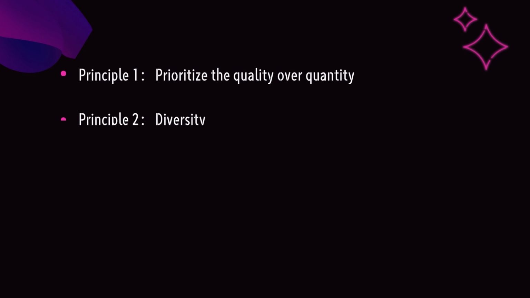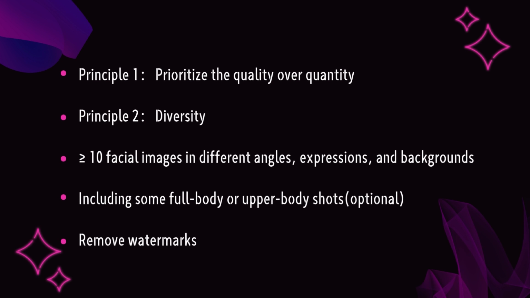There are two key principles to adhere to. First, prioritize the quality of images over quantity. Second, ensure diversity in your images. This means including a variety of angles, expressions, and backgrounds to give the AI a well-rounded understanding of the subject's characteristics. For training models for portraits, it's advisable to have at least 10 facial images. Including some full body or upper body shots helps the AI learn about the person's body shape and posture. Remember, the images must be free from watermarks to prevent them from appearing in the final generated image.